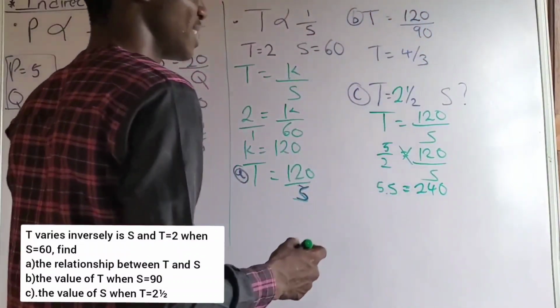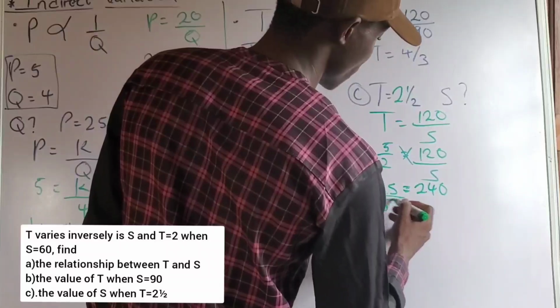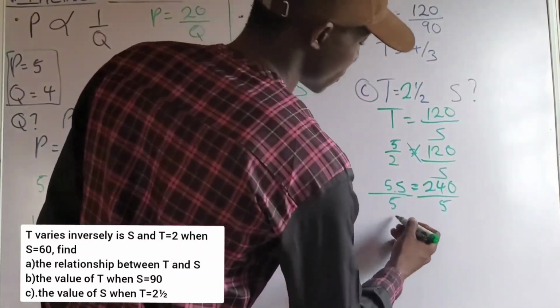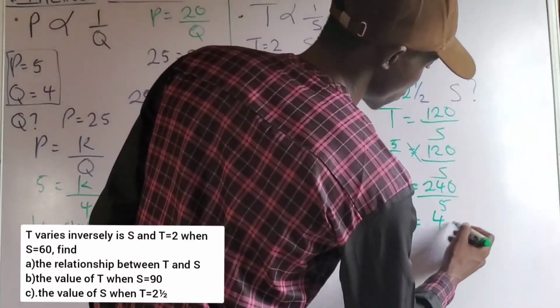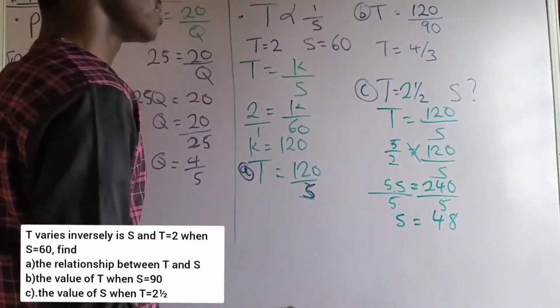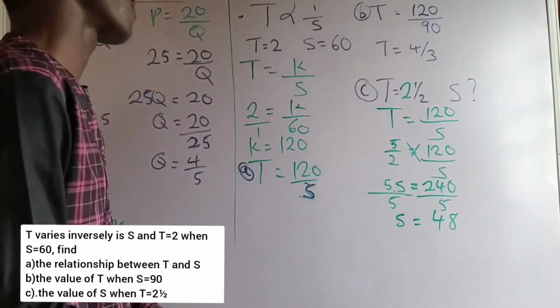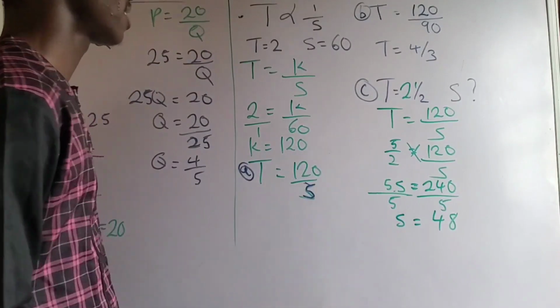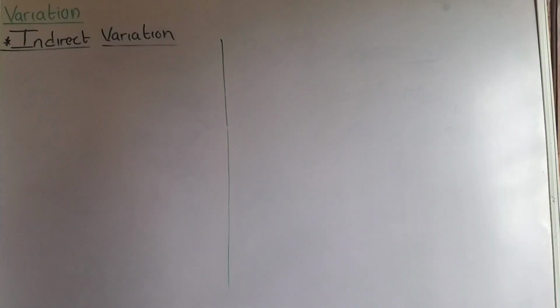So the next step is to divide both sides by 5. 240 divided by 5 is 48. So I'm going to have S equals 48. The final answer is 48. So the value of S when T is 2.5 is 48. Do you understand? Okay, let's consider the following question on variation.